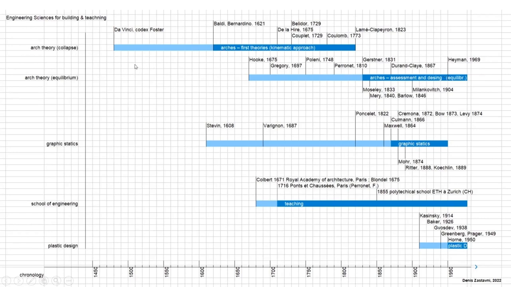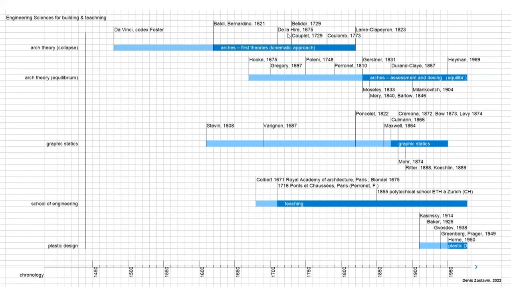So to enter into detail, you see that Leonardo da Vinci will be the first that will be tackling the question of the arch theory, as it will be the first one also to tackle the issue of the beam assessment. And you will have to wait a long time before another researcher, Bernardino Baldi, in 1621, one century later, to enter into this question. The first contribution will be about assessing what's happening in an arch when we have a collapse and a mechanism that is appearing.